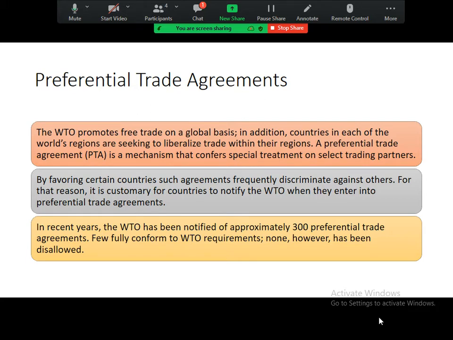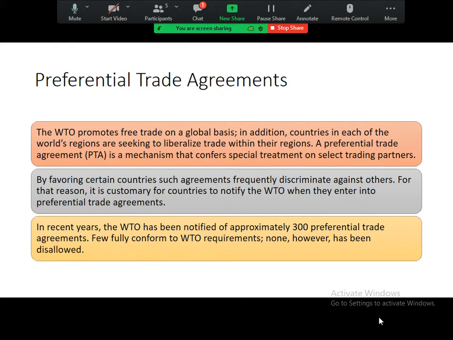In addition to this, countries in each of the world's regions are seeking to liberalize trade within their regions. PTA, that is Preferential Trade Agreement, is a mechanism that confers special treatment on selected trading partners. By favoring certain countries, such agreements frequently discriminate against others.